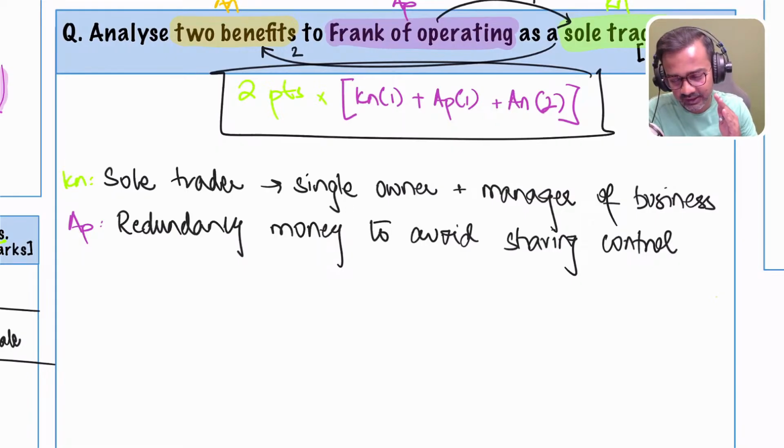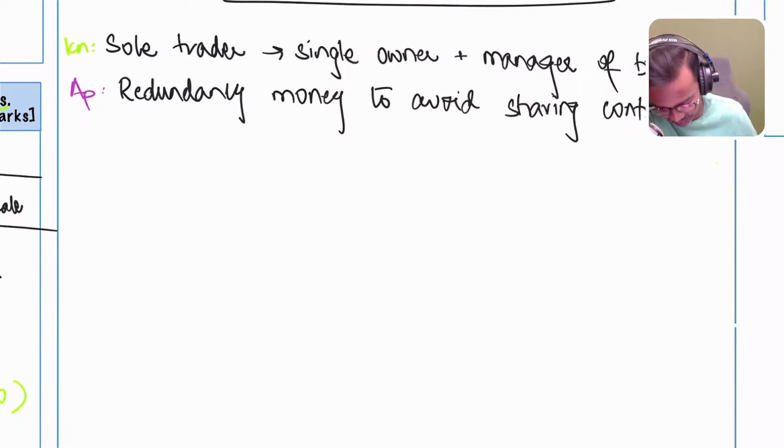So it's like you're talking to the examiner and telling him that, look, I know the knowledge you want me to talk about, so here's the sole trader definition. I know whose situation I'm going to talk about, so here's where Frank became a sole trader. And now I'm going to show you the 2 benefits that Frank has as a sole trader in this business. Okay, so it's like a background before going into the main juice of your answer, which is where you have to explain your first benefit, and that's where you start getting the knowledge marks now.